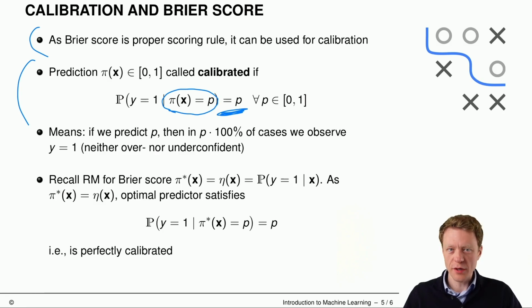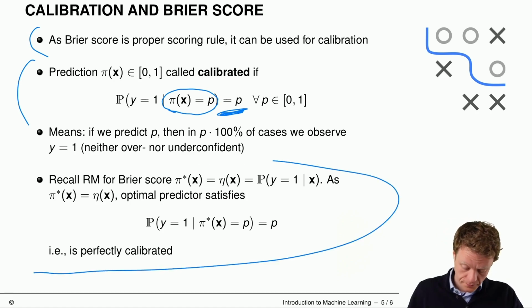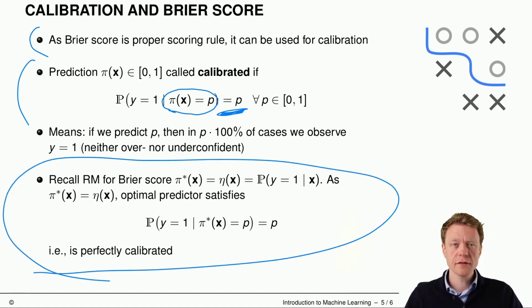So this means if we predict probability p, then in p times 100% of the cases we observe y is 1, and in the other cases we observe y is 0. So we are neither overconfident nor underconfident, so it doesn't happen that we predict 99% all the time, but that's wrong. We are perfectly calibrated. And these proper scoring rules, of course, enforce this calibration, and so, thus also the Brier score.